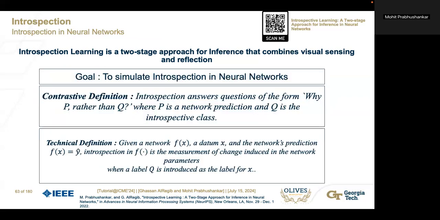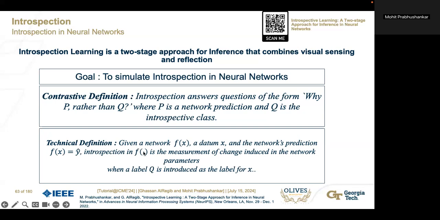So instead of just saying that introspection is the answers to some logical questions, now I have a more contrastive definition of what introspection is, which is that they are answers to this kind of a "why P rather than Q" contrastive question. And the technical definition is that, again, we have talked about gradients until this point. So gradients are the things that defined the features, right? They are the alpha parameters that multiplied the convolution in order to get our results.